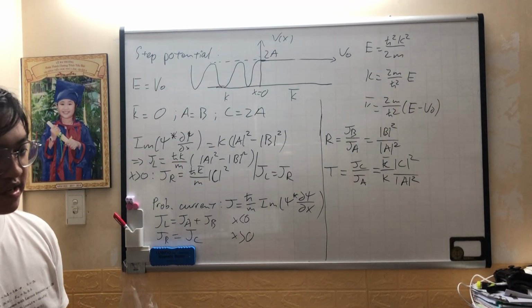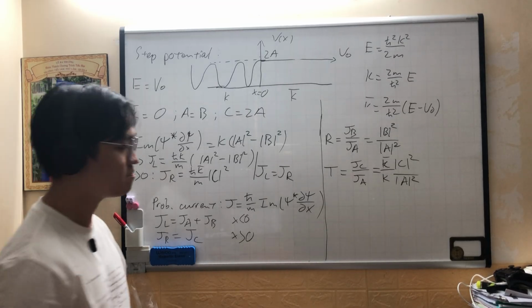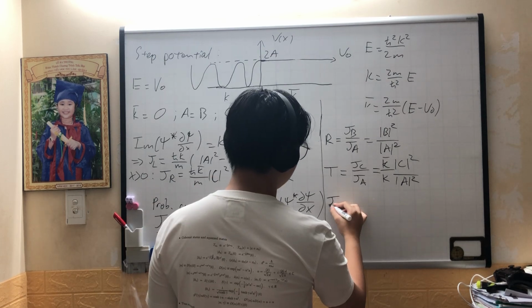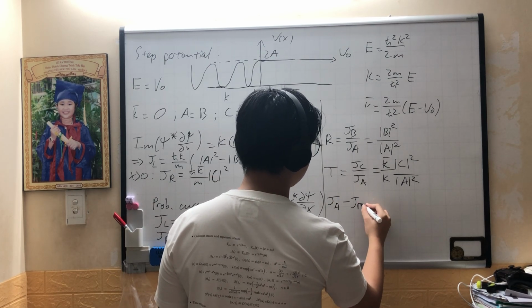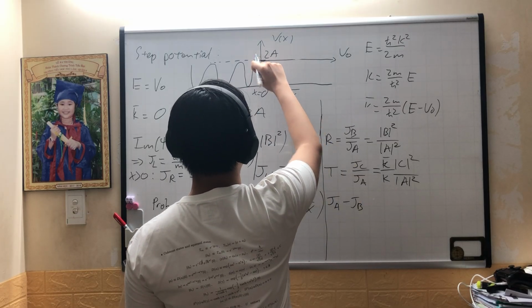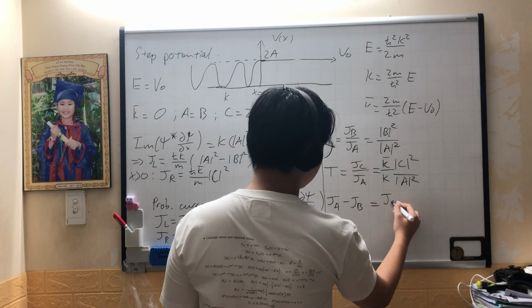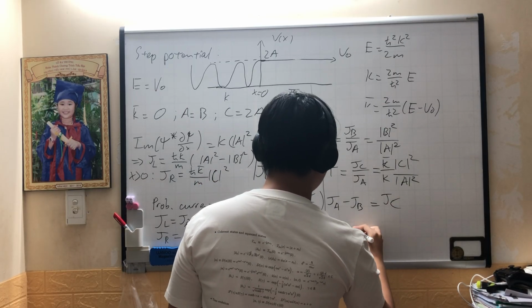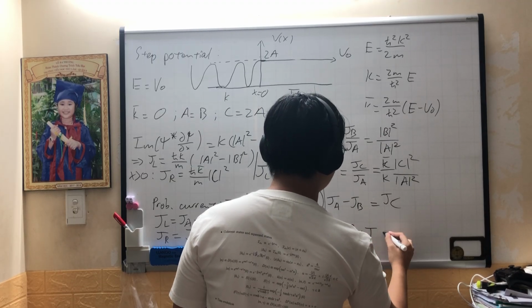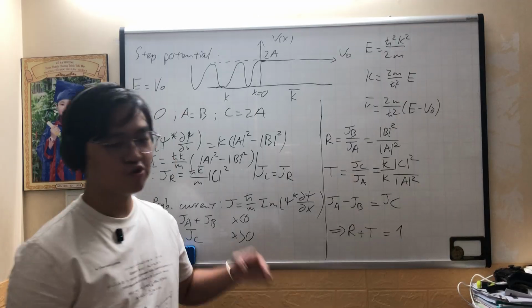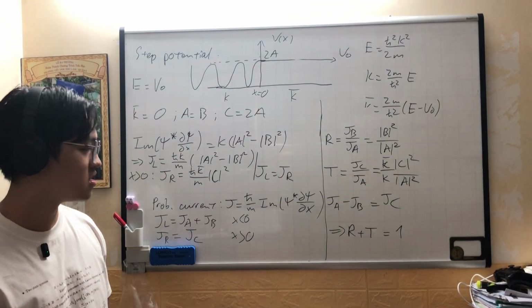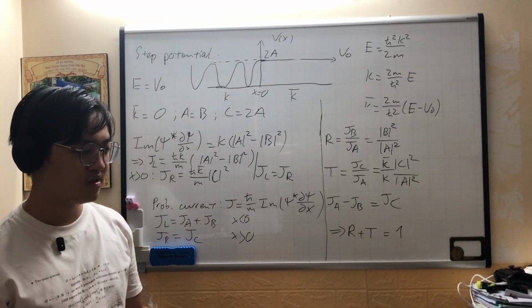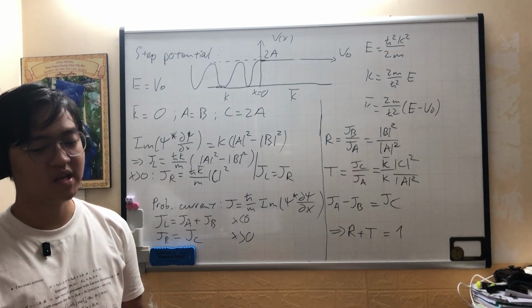One more thing from current conservation: JA minus JB, since your wave hitting here would be bouncing back, has to equal JC. From this you get that R plus T, the sum of these, has to equal 1, and that makes complete sense. When you sum it all up, it has to be 100%, meaning 1.